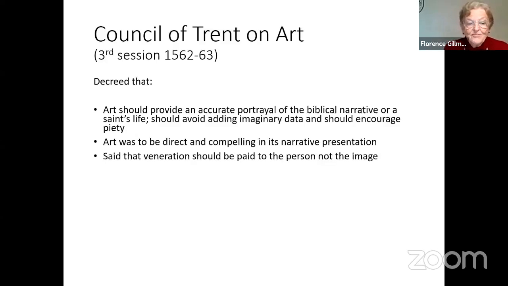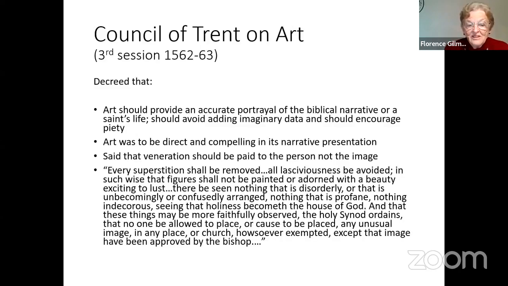Zurbaran, for sure. They said that veneration should be paid to the person, not the image. Every superstition shall be removed, all lasciviousness be avoided, and so on. Look down at the next to the last line. No one be allowed to place or cause to be placed any unusual image in any place or church, howsoever exempted, except that image have been approved by the bishop.